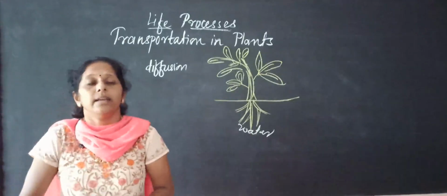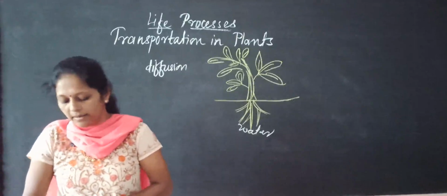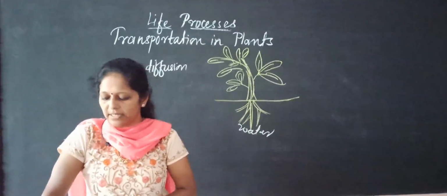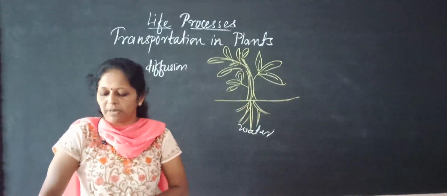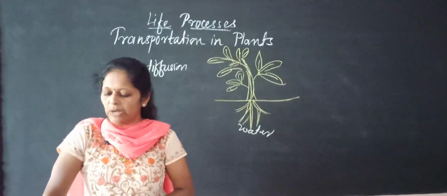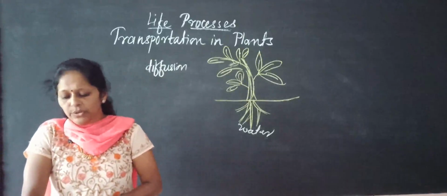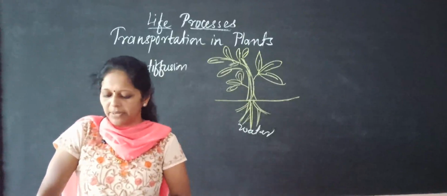But here, plant energy needs are lower than ours, because they are not movable and their energy needs are low. So they do not have a very complex body system. As a result, plants have low energy needs, so they have a slow transport system compared to us.